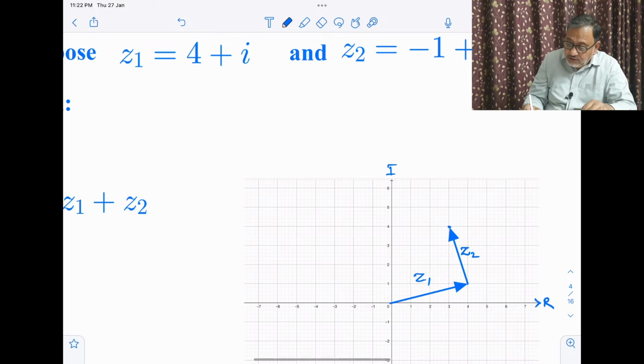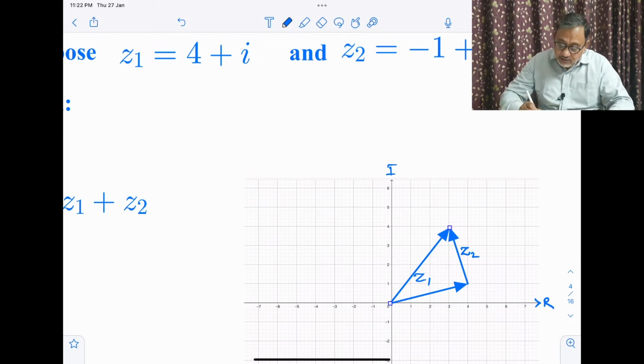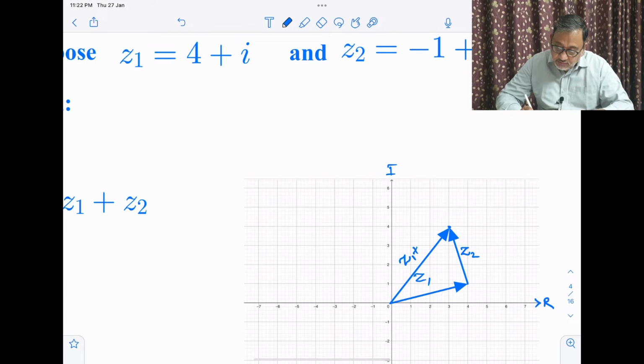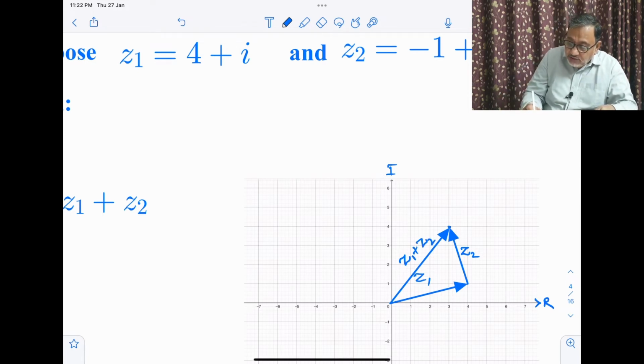Now wherever it ends, join it with O and that will be your final result, the addition of two complex numbers. So here this will represent Z1 plus Z2. Now look here. This is that point which is going to represent Z1 plus Z2. What are the coordinates of it? 3, 4. This is Z1 plus Z2.